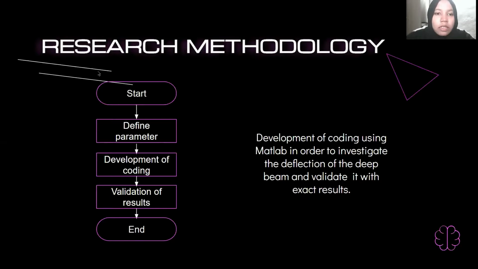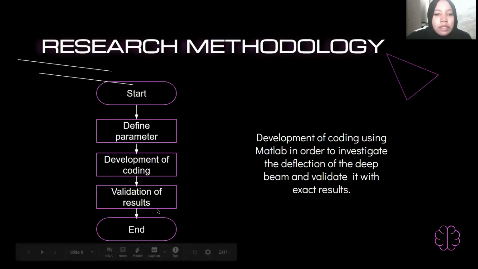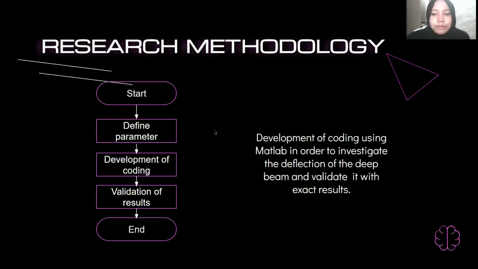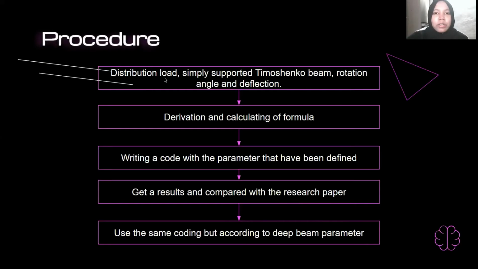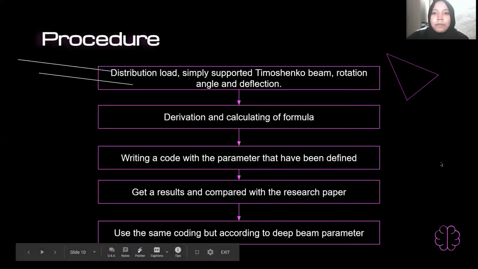Here is the process for the project. First, we start with defining the parameters, and then we develop the code, and we validate the results with the exact result. This is the end of the project. Next, the procedure of this project. First, I'm using a distributed load and a simply supported Timoshenko beam.